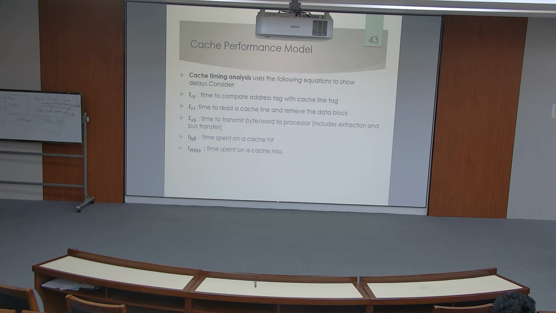Now we have the TCT, which is the time to compare the address tag with the cache line. Then we have the TRL, the time to read a cache line, and this is the time to transmit a byte or a word to the processor. And we have T-hit, the time that the system spends on a cache hit, and we have T-miss, which is the time the system spends on a cache miss.